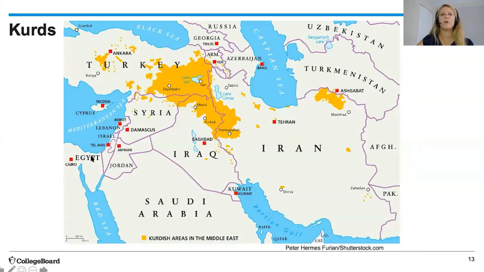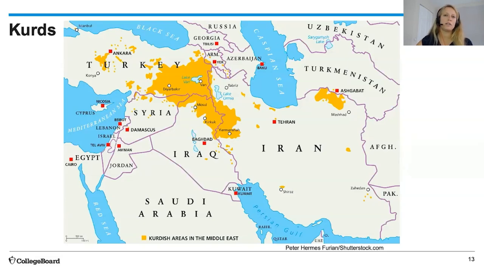One great example of a group that's seeking separation with an independence movement is the Kurds. This is an important one to know that comes up often. The Kurds are a unique ethnic group that live in Turkey, Syria, Iraq, and Iran. And they've been trying to get independence for a long time because they have a unique ethnicity, language, and culture.